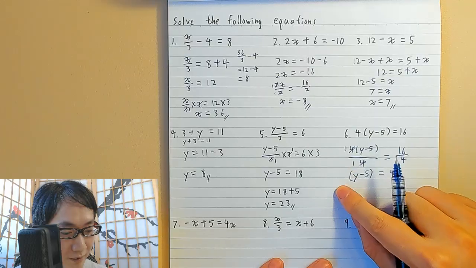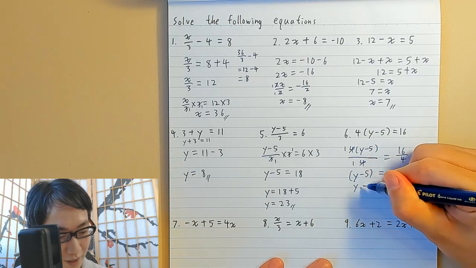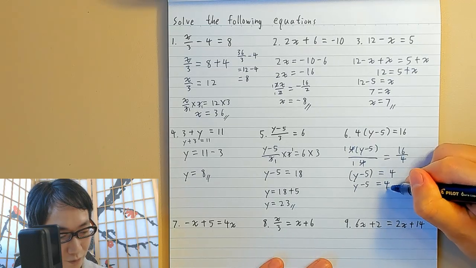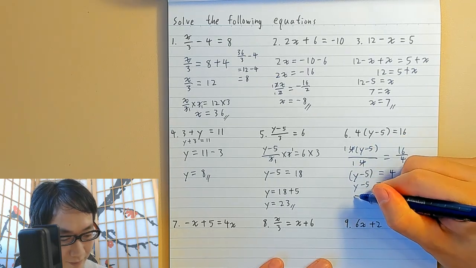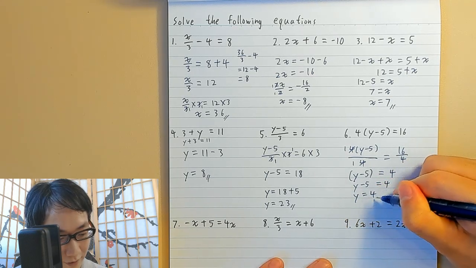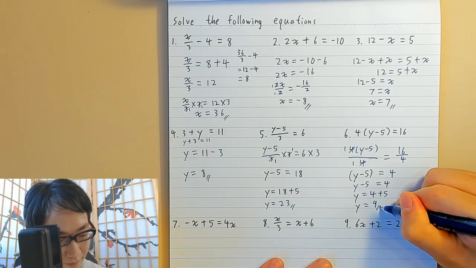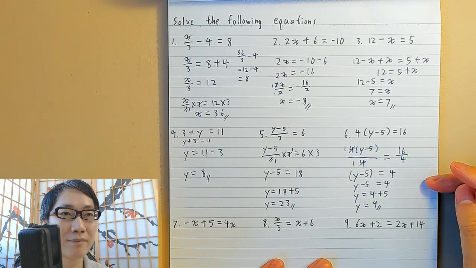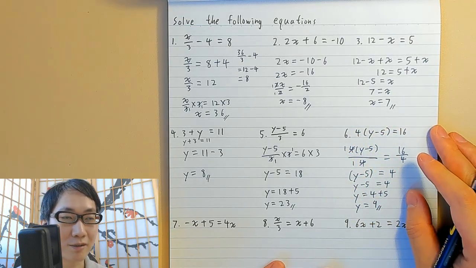So now we can empty the bag. So y minus 5 is equal to 4. Okay. And we add 5 to both sides. And y is equal to 9. Okay. Next video we'll talk more about brackets.